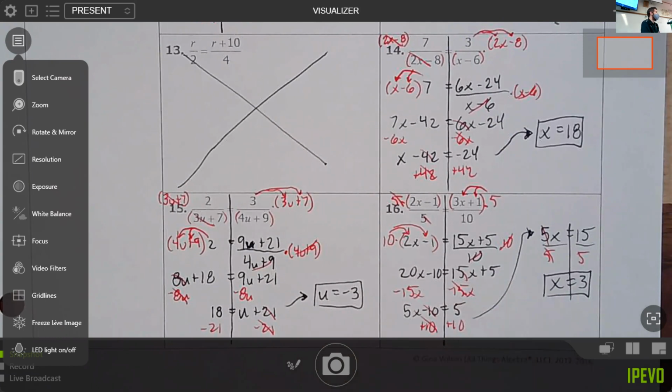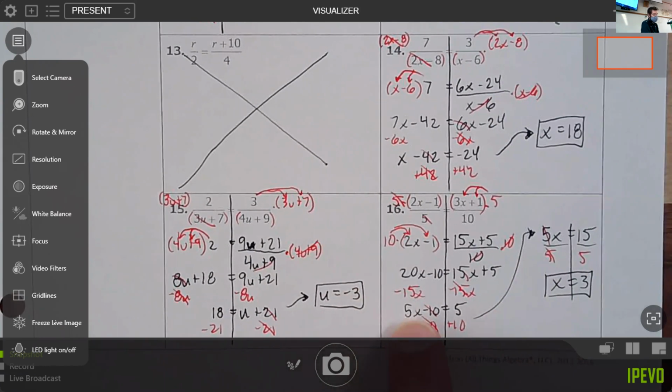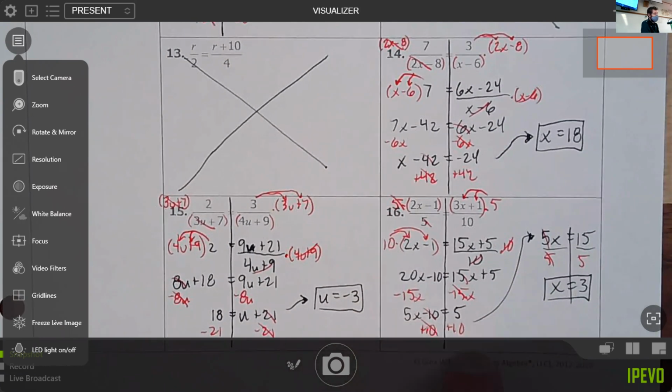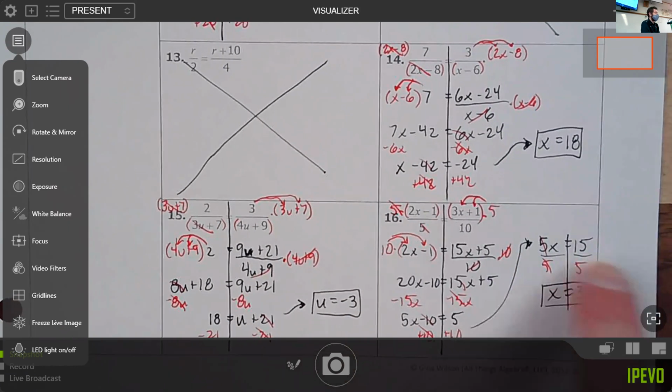Now we have to move everything with a variable to one side. So subtract 15x from both sides. 15x is canceled on the right, and you're left with 5. And on the left, 20 minus 15 is 5x minus 10. Add 10 to both sides, and you get 5x equals 15. Divide by 5, and x equals 3.